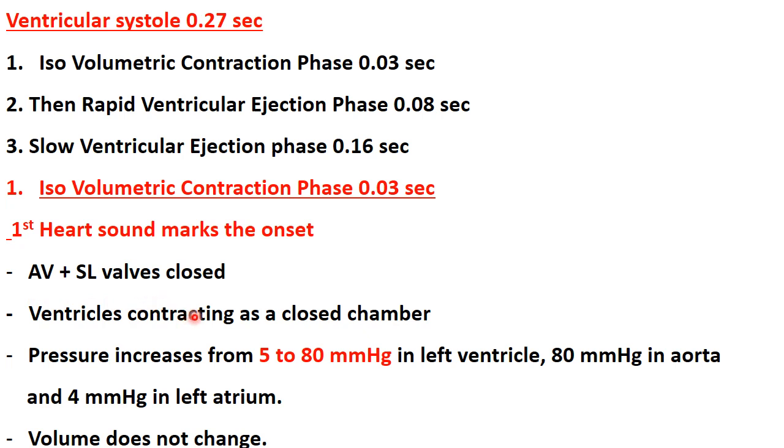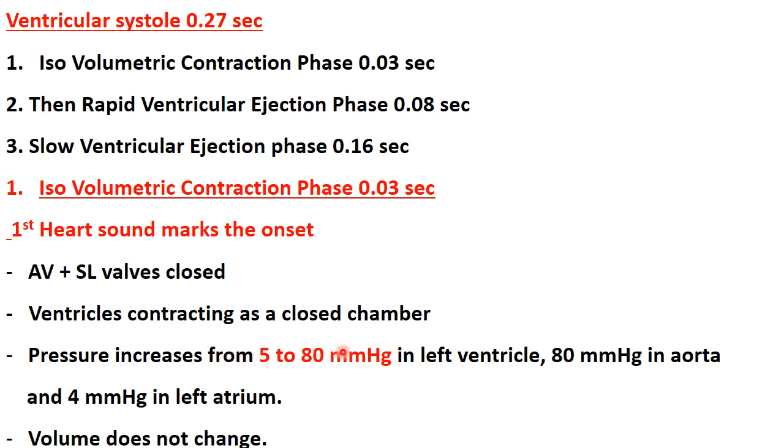The AV valves and the semilunar valves are closed. The ventricles are contracting as a closed chamber. Obviously, when the valves are closed, what are the ventricles doing? A closed chamber, inside which blood is present, which was put into the ventricles during diastole. Now the blood is present, the valves are closed, and the ventricles contract in response to the action potential of the ventricular muscle, in response to the entry of calcium into the cytoplasm.